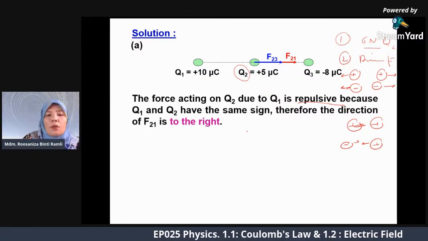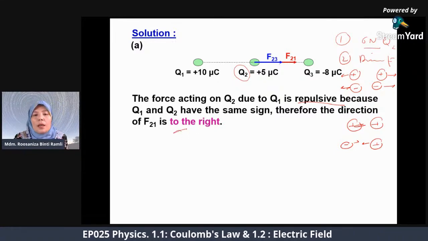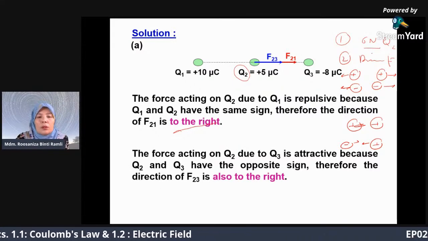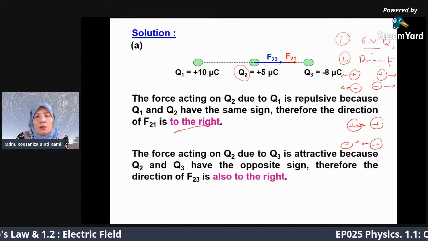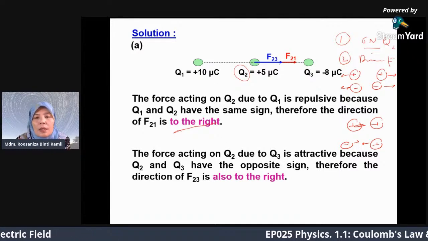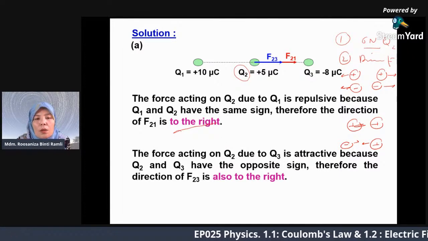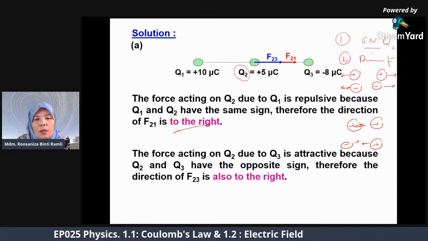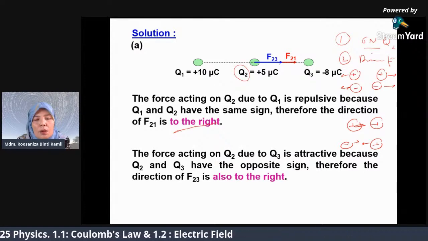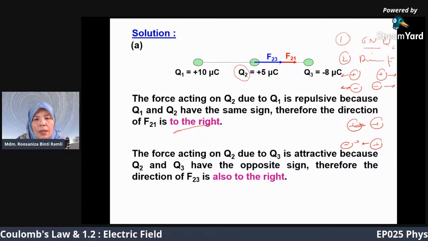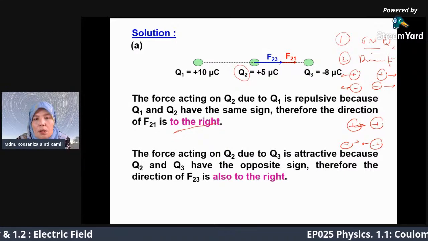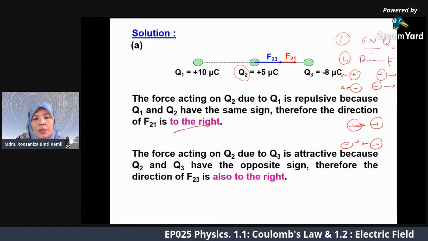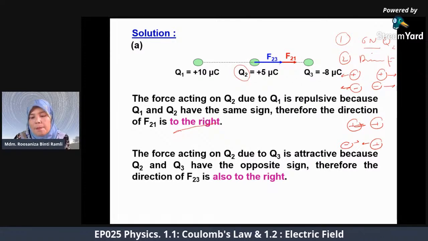First you have to know how to draw the direction of force. The force acting on Q2 due to Q3 is attractive force because Q2 and Q3 have opposite signs. Therefore the direction of F23 is also to the right. So the student has to know how to draw the direction of the force first.